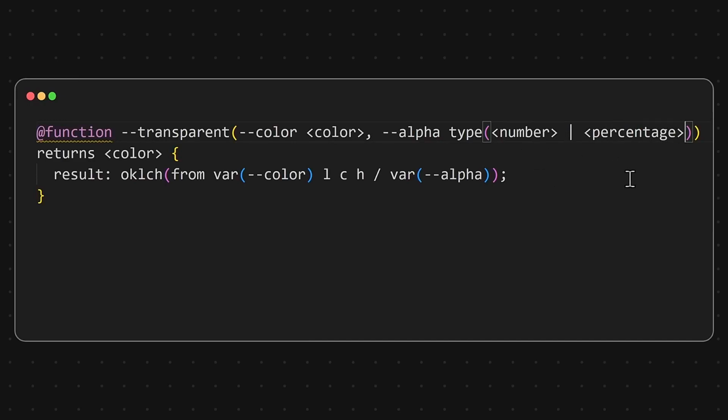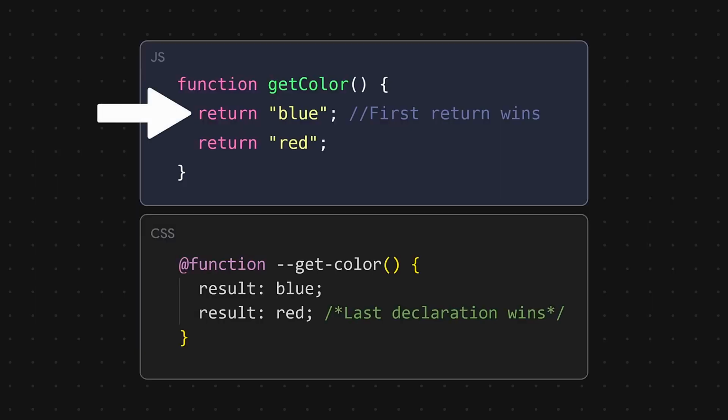Now, if we look at the result keyword in CSS, it is important that you don't confuse it with the return keyword we know from JavaScript. And yes, result defines the value that comes out of this function. But in JavaScript, once a return statement is reached, the function exits immediately. In CSS, that is not how it works. CSS keeps evaluating the function body, and the last matching result wins, not the first return.